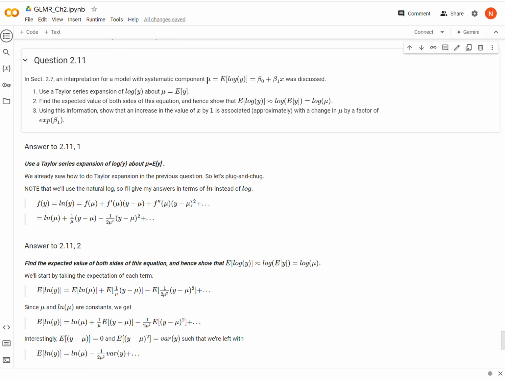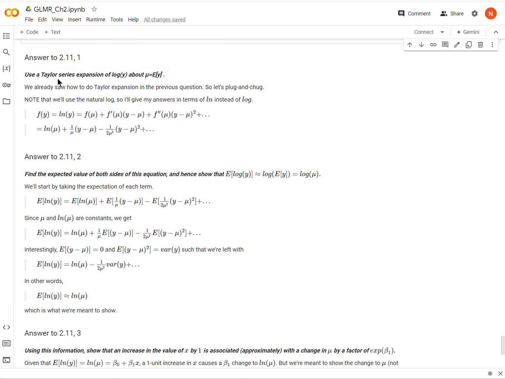It starts off a little bit confusing because it gives us a model that was previously discussed, and then it uses some similar kind of funky looking terms to ask us to discuss a slightly different thing, but that's okay. So you can read this if you want, but I'm just going to jump to part one. So in part one, we are meant to use a Taylor series expansion of log of y about mu, where mu is the expected value of y.